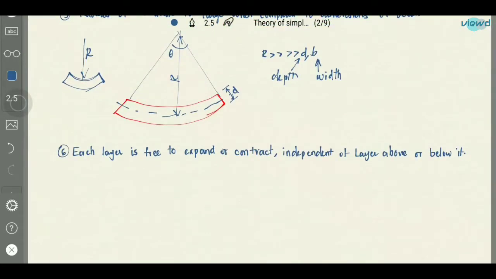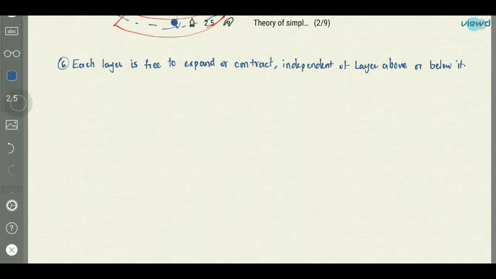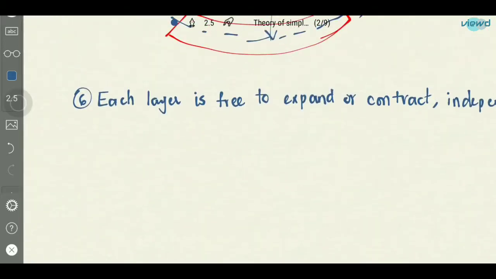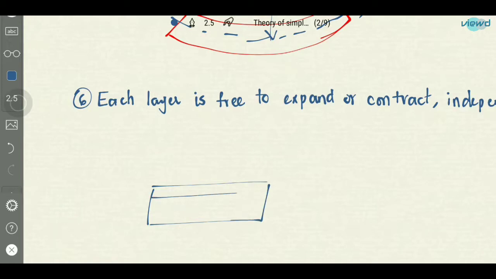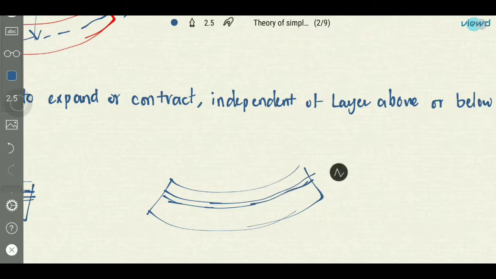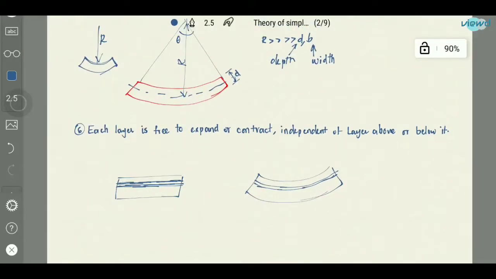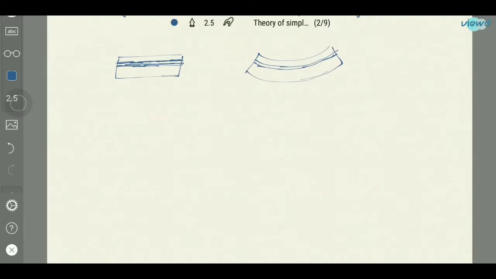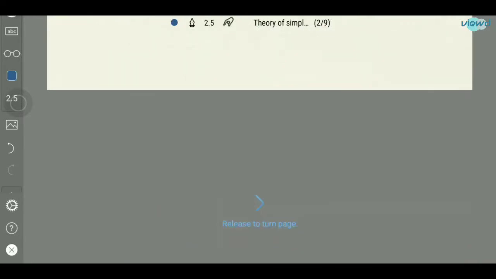And the next assumption is each layer is free to expand or contract independent of layer above or below it. So if I say there is a layer present here and there is another layer present here, these two layers are free to expand. This is not stopping the upward layer. So the downward layer is not restricting the upward layer's contraction, which means they both expand or contract freely. Any layer is not stopping its expansion or contraction when the load is applied, when the bending takes place.